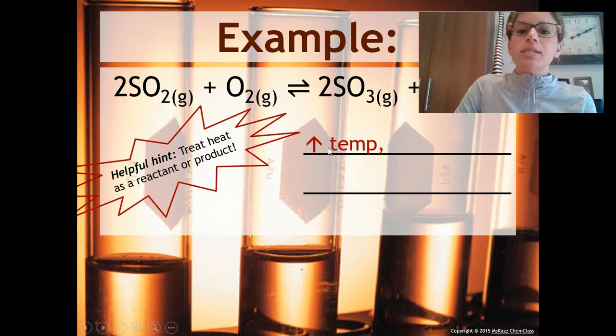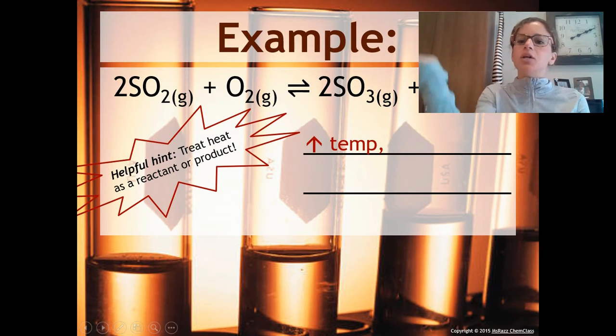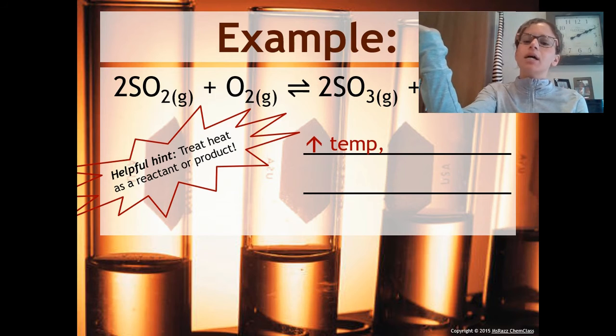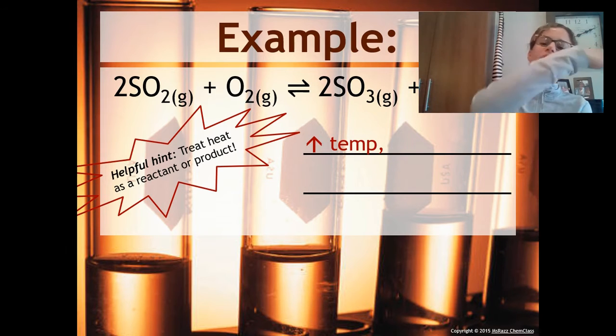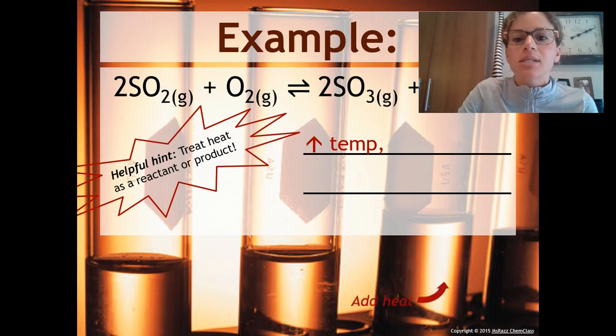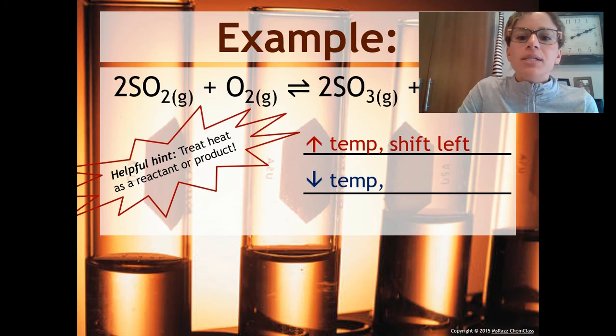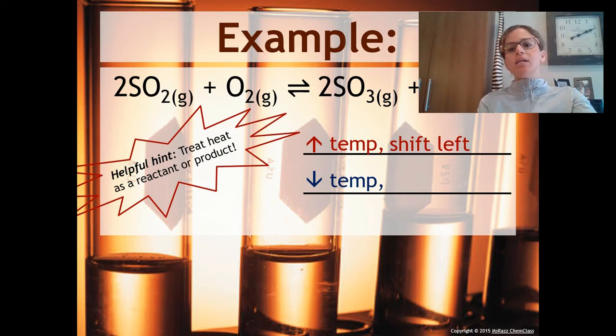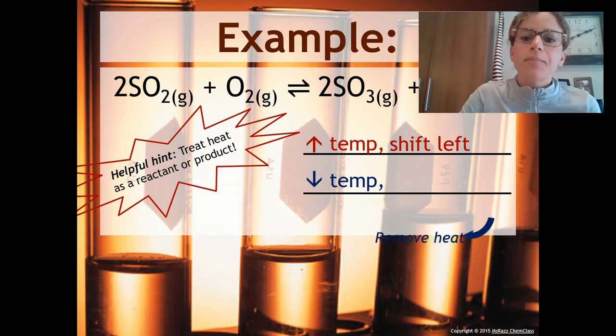So if we increase the temperature, we're going to put an arrow right here beside this heat term. And again, with your balance, you're increasing the product side. So which way is it going to go? To the left to relieve that stress. Okay. If we decrease the temperature, it's going to go down like this. So the left is going to move to the right to relieve that stress.